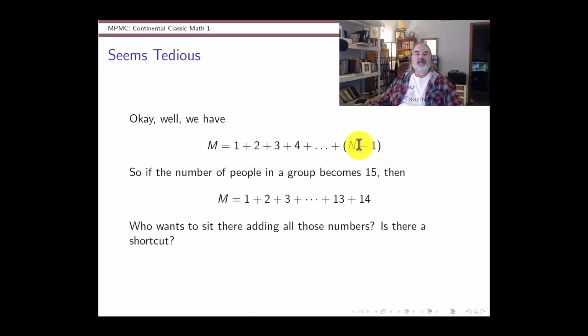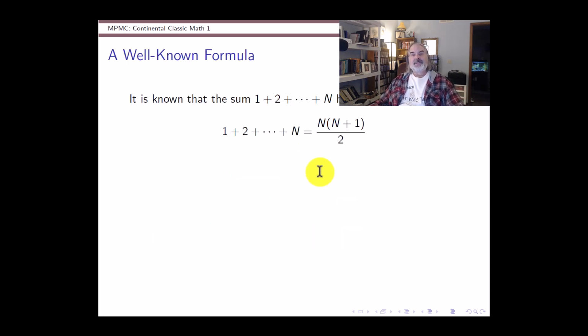But that could be tedious, because, like, what if we just wanted to be silly and put 15 people in a group? Okay, well, then to figure out the number of matches, 1 plus 2 plus 3 plus 4 plus 5 plus 6 plus 7, all the way up to plus 14. Who the hell wants to sit there and add up all those numbers? So is there a better way to do that? And the answer is yes.